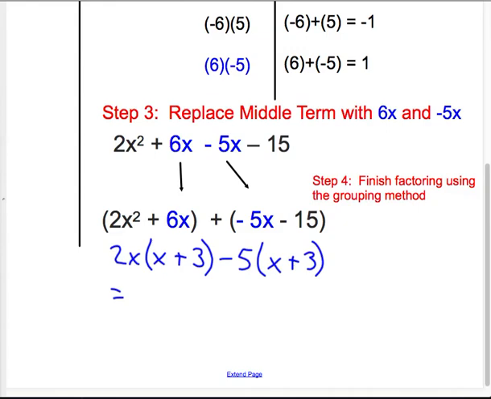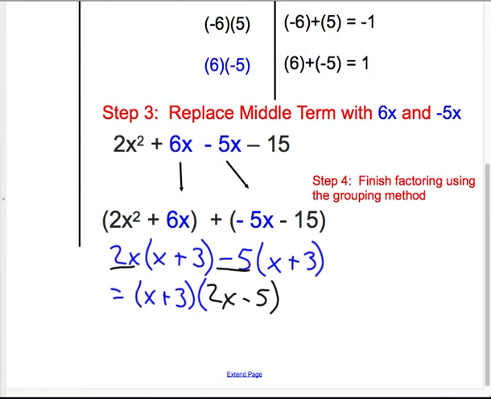That's the same as the binomial from our first grouping. So we factor out that x plus 3. And what's left from our first term is 2x. And what's left from our second term is negative 5. So the factored form of that trinomial we started with is x plus 3 times the quantity 2x minus 5.